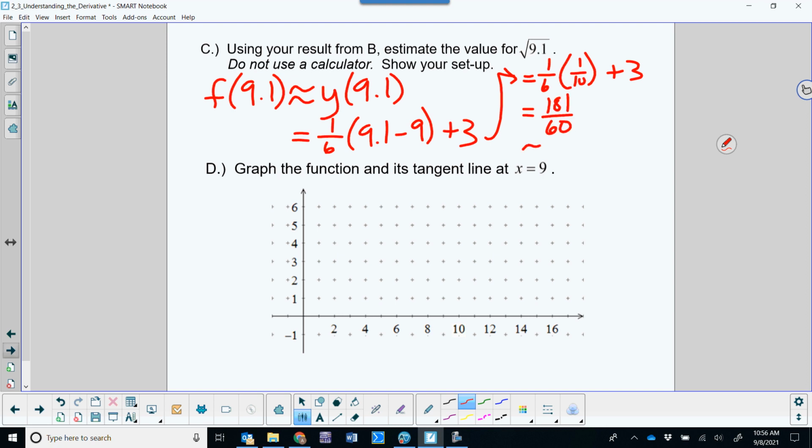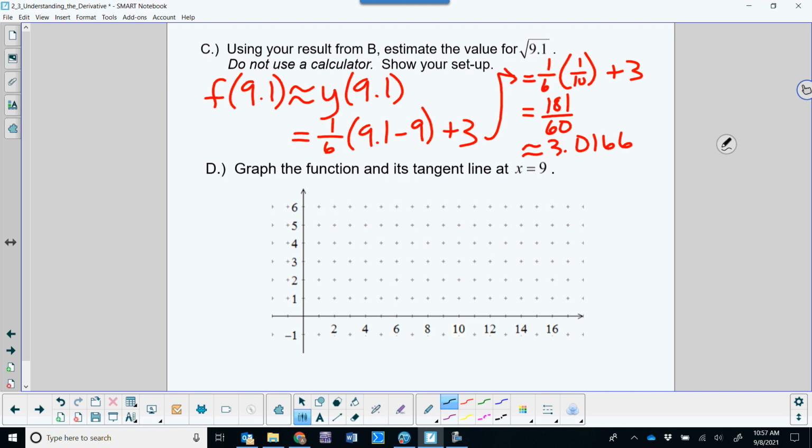I'm going to tell you that that's approximately 3.0166. So if we had known that 1/6 was 0.1666 repeating, we could have just used that decimal, but I'm going to just write it that way for your information. Okay, now what we want to do is graph the square root of x on this graph, and then put the tangent line at x equals 9.